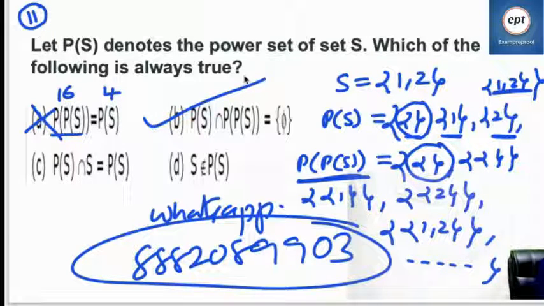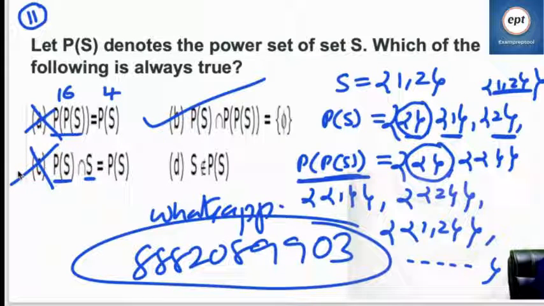Next one, power set of S intersection S is equal to power set of S. How will it come? The power set of S contains only 2 elements, the power set of the other set contains 4. 2 elements intersection 4 elements, how will 4 elements come? How is it possible?